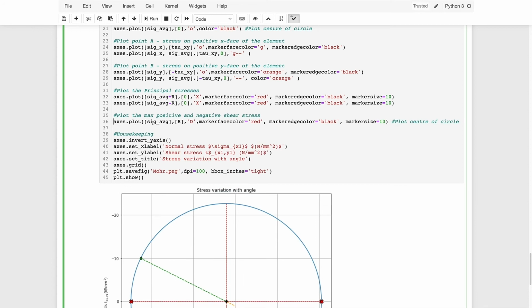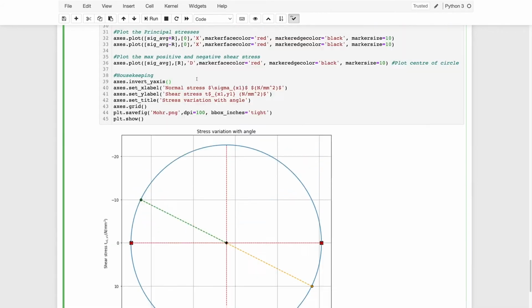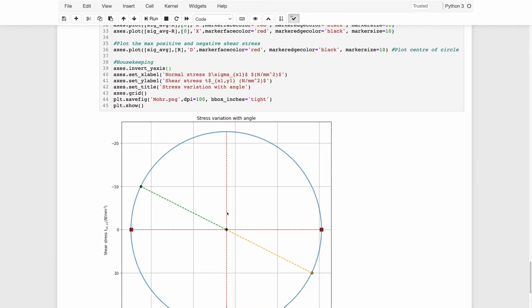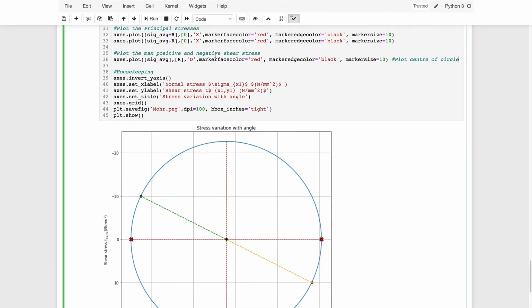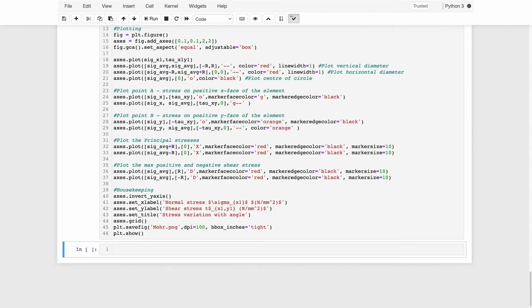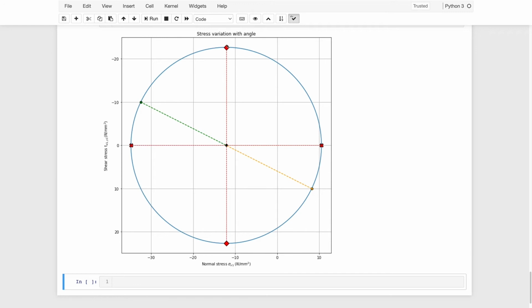Right, so that's going to have the horizontal coordinate just sigma average, and then it's going to be plus or minus the radius. So that's actually going to be this point down here. And yep, there we have it. That diamond is representing the maximum positive shear stress, and that's not the center of the circle again, look. So let's copy that, and this time we want a negative radius. Okay, so there is your maximum negative shear stress, maximum positive shear stress, your major principal stress, and your minor principal stress.